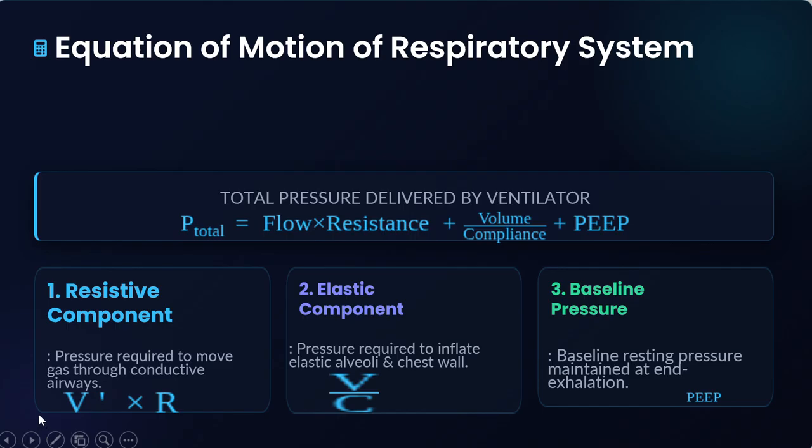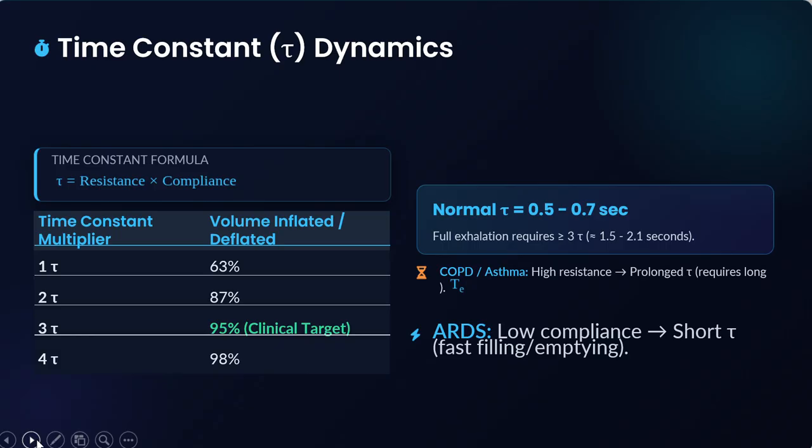The equation of motion gives the total pressure. Total pressure equals flow multiplied by resistance, which means overcoming the airways, plus volume over compliance, the distension of the alveoli, plus PEEP. The resistive component is the pressure required to move the gas through the conductive airways. The elastic component is the pressure required to inflate the elastic alveoli and chest wall. The baseline pressure is the baseline for exhalation, the residual post-exhalation positive end-expiratory pressure.